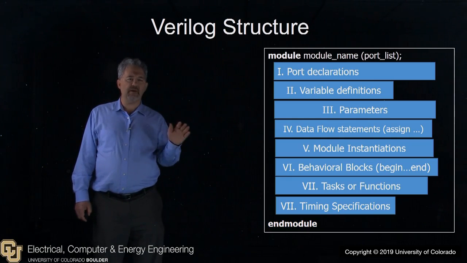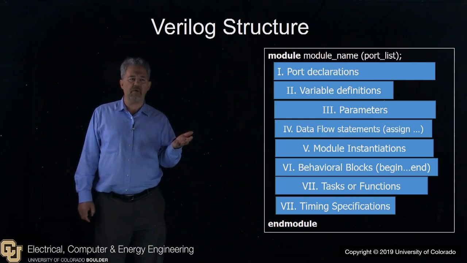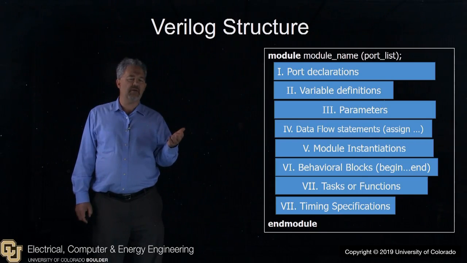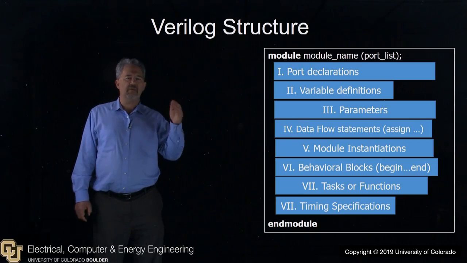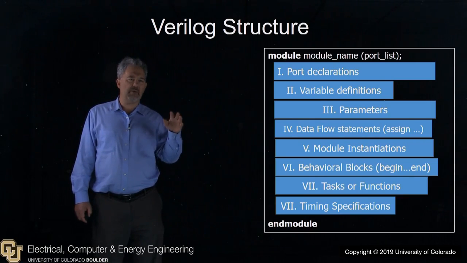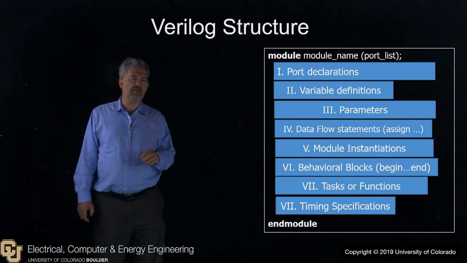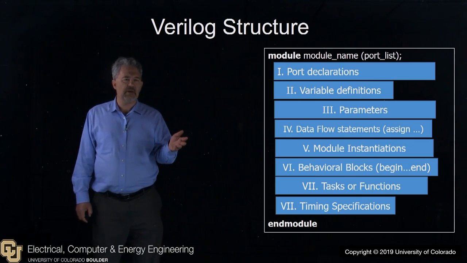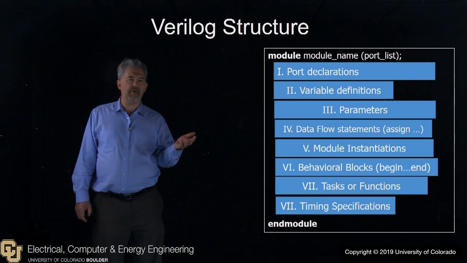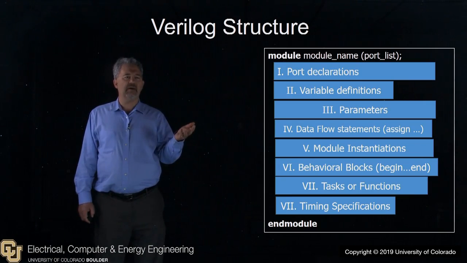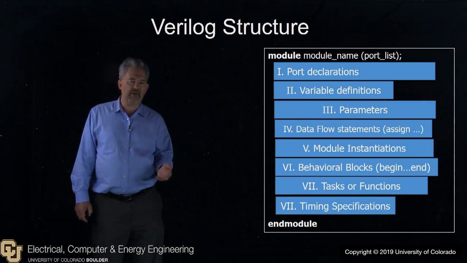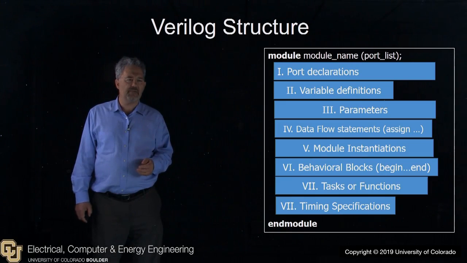So other than the first line and the last line, everything in between here doesn't necessarily have to be in this order. So we're not implying that there's some kind of order. We're just numbering these things so that you can see there's basically 7 different types of things that could be included inside of a module. A lot of times people will put parameters first after the module name and port list because the parameters will get involved in the variable definitions and so on that follow.